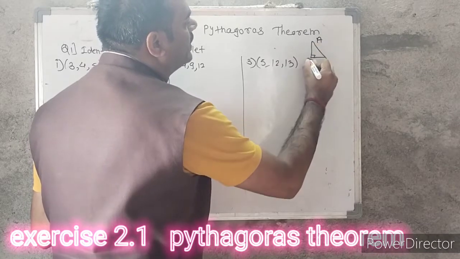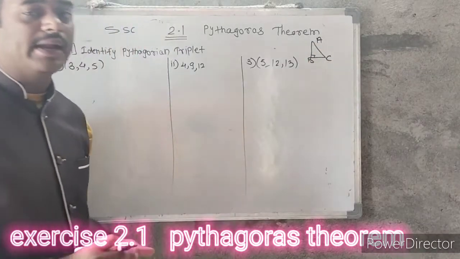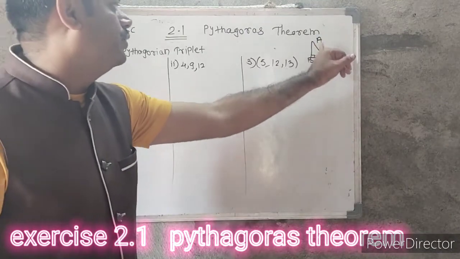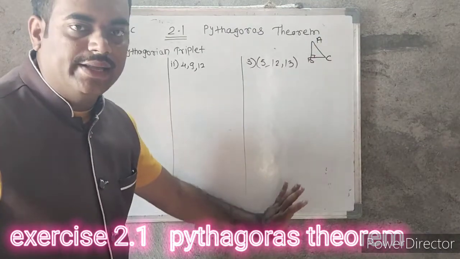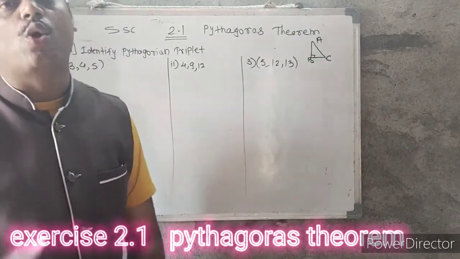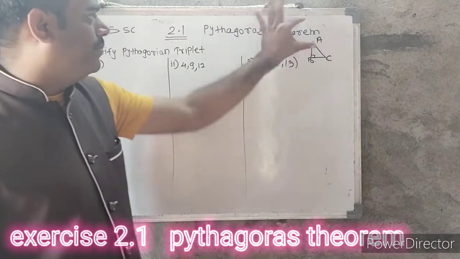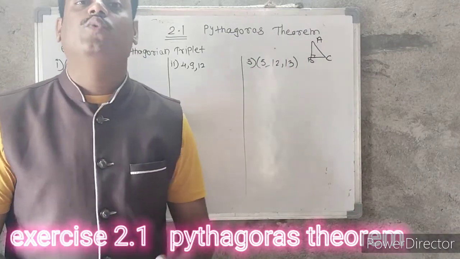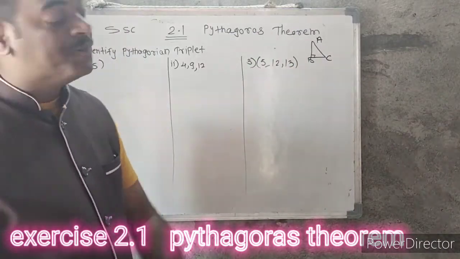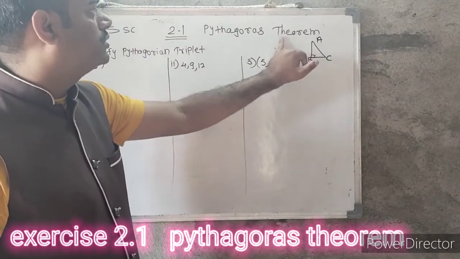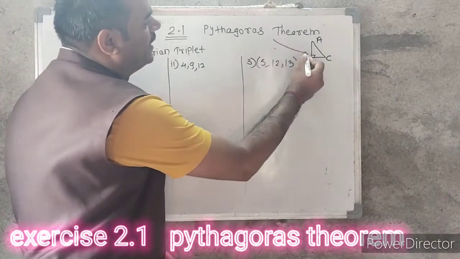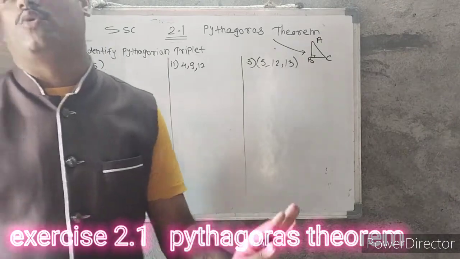What is meant by a right angled triangle? A right angled triangle means one angle is compulsorily 90 degrees. AC is the hypotenuse, the longest side of the triangle. AB and BC are the sides which make the 90 degree angle. So Pythagoras theorem is totally related to the 90 degree angle triangle. This is the basic concept.